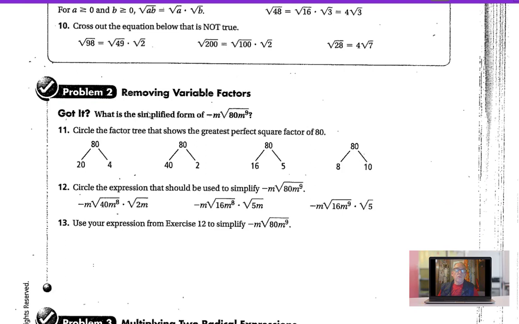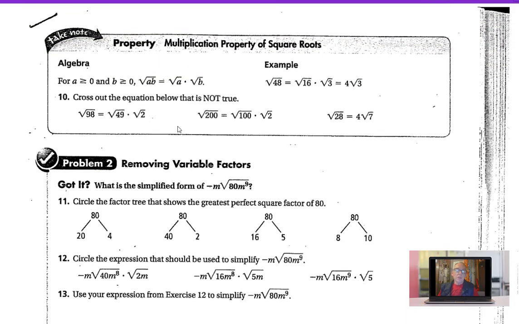Multiplication property of square roots: we multiply what's inside the same type of square roots, so square roots go with square roots. So let's see what we got here. Square root of 98 is the same thing as the square root of 49 times 2. And square root of 49 comes out as a 7. So we have 7 square root of 2 in simplified form.